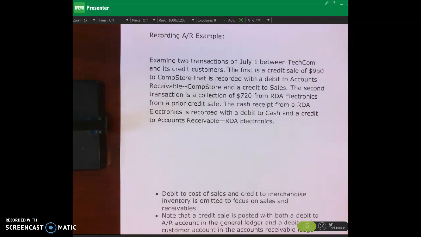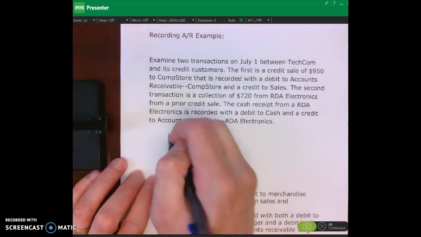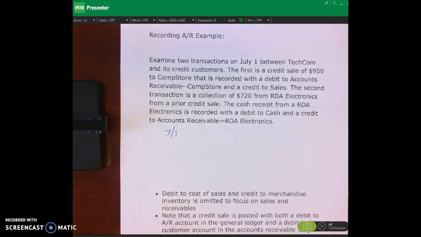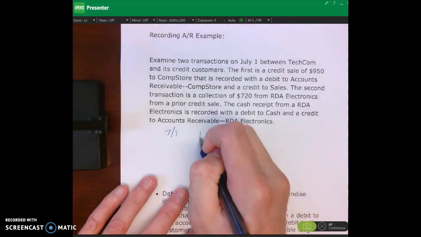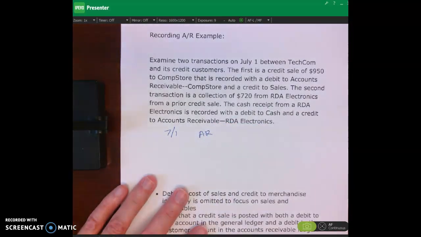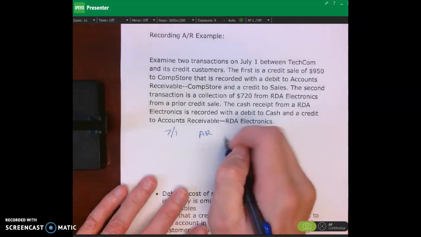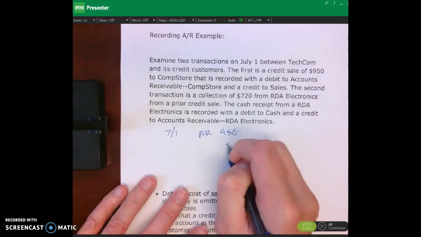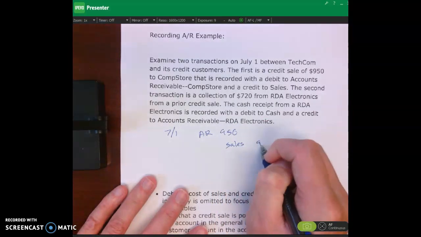Okay, so let's look at this journal entry. These are both on 7/1. We come over here on 7/1. To record a credit sale, remember we debit accounts receivable, and I'll abbreviate accounts receivable AR, for $950, and then we credit sales for $950.